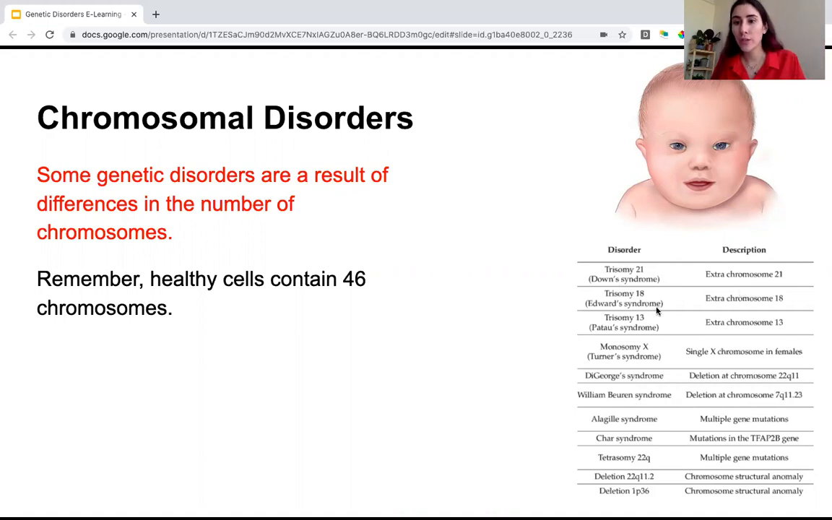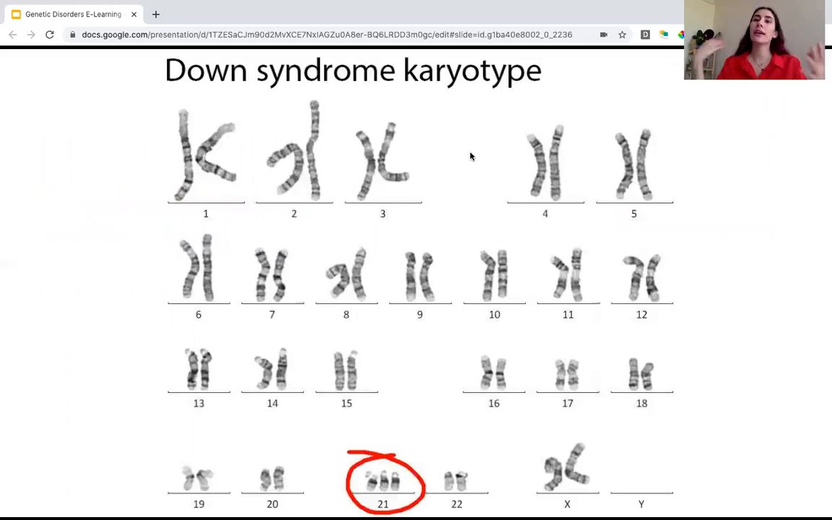The same with Edwards syndrome and Patau's syndrome, I hope I'm pronouncing that right. And then, for example, with these two, there's a deletion, so the person is missing a chromosome, and so on. So here's a karyotype, and karyotypes are excellent tools for mapping out all the chromosomes that a person has, but also for figuring out these chromosomal disorders.